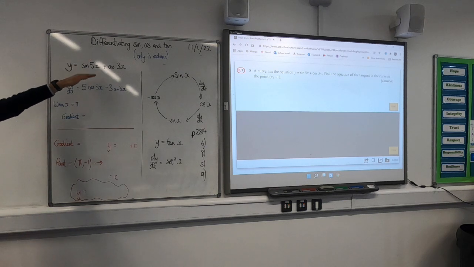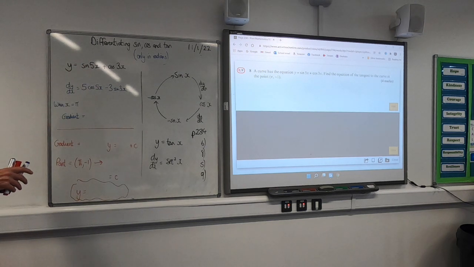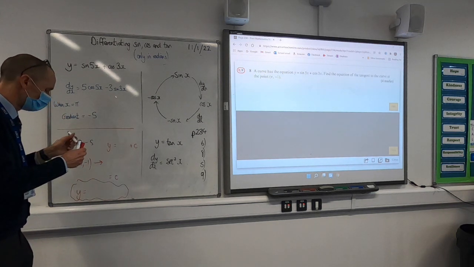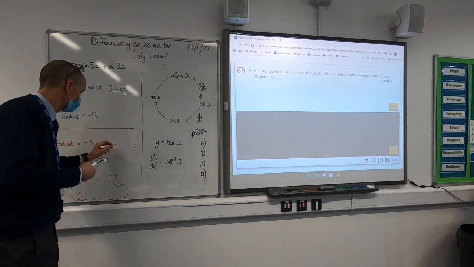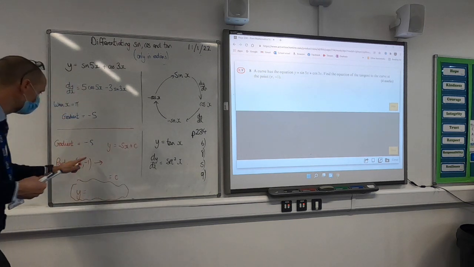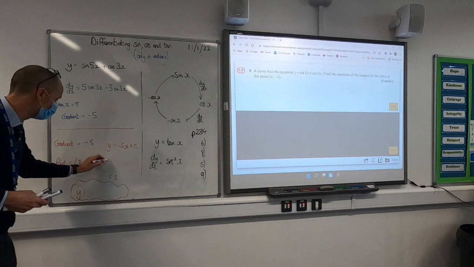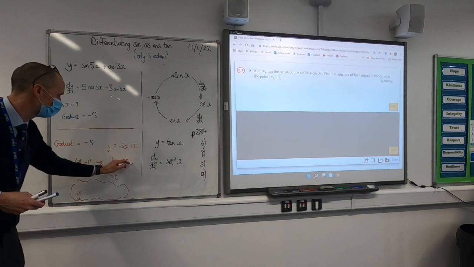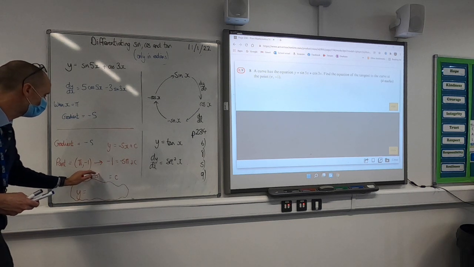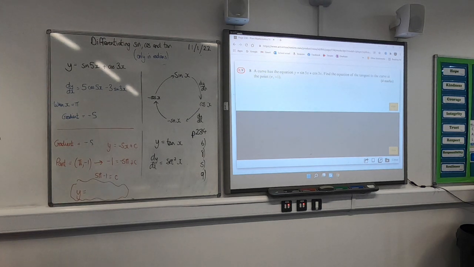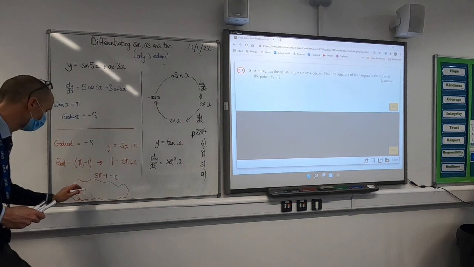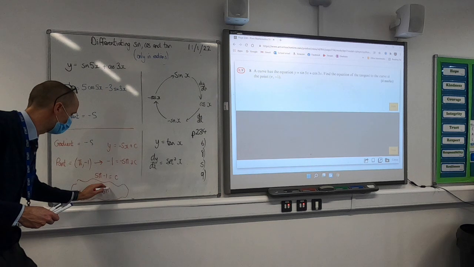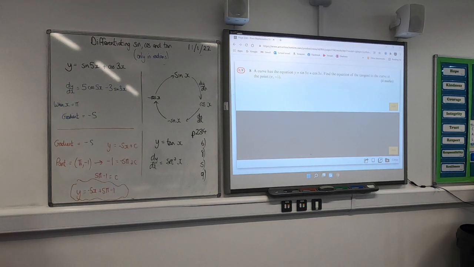So it's only this bit that's new really, isn't it? The rest of it is old stuff. So you think you should get a gradient of -5? So you get y is -5x plus something. We then substitute the point in, so y is -1 and x is pi. So that means c is 5 pi minus 1. So my final answer, which looks horrible, but that's the way it is, is y equals -5x plus 5 pi minus 1.